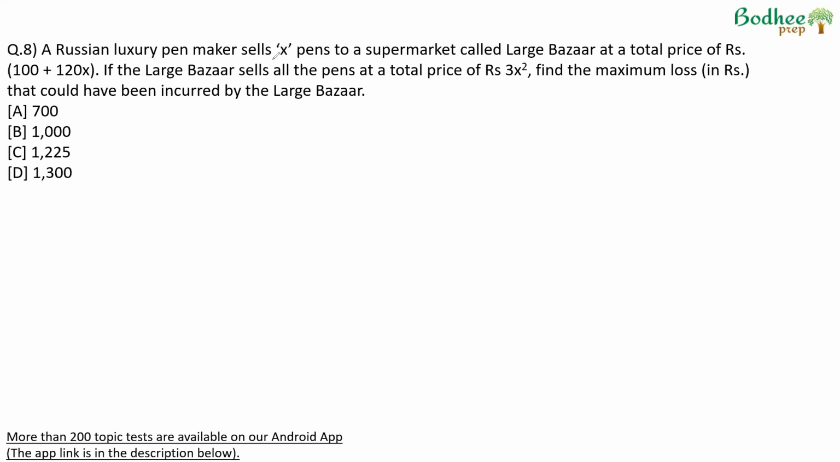A Russian luxury pens maker sells X pens through a supermarket called Large Bazaar at a total price of 100 plus 120X. If Large Bazaar sells the pens at a total price of 3X square, find the maximum loss that could have been incurred by Large Bazaar.